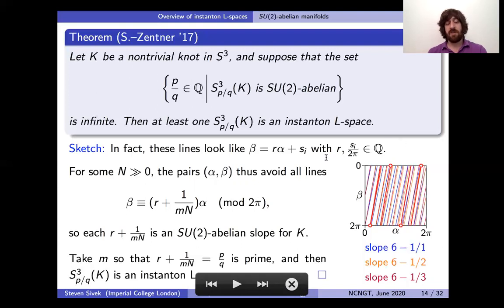And you can always pick m if that's the case, so that the numerator is prime, and then you've got an SU2 abelian surgery with prime numerator, and we know it's automatic that cyclic finiteness follows. So then that surgery is an instanton L-space. And just on the right now, I've shown all of these lines at the same time of slopes 5 and 11/2 and 17/3. And you can see that they're starting to fill up more and more of this square. And so that leaves very little room for the representations of the knot complement itself, the part that's in red. So that's sort of where this constraint comes from, that it has to lie on finitely many straight lines.